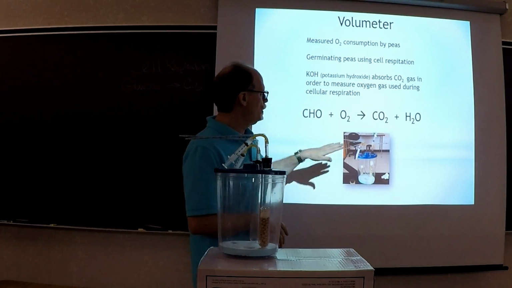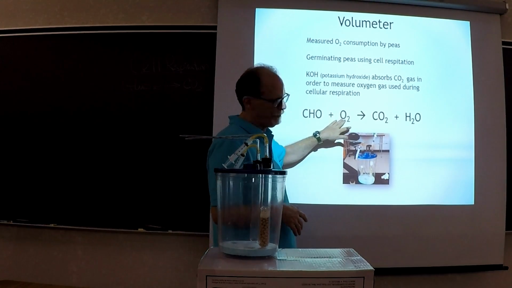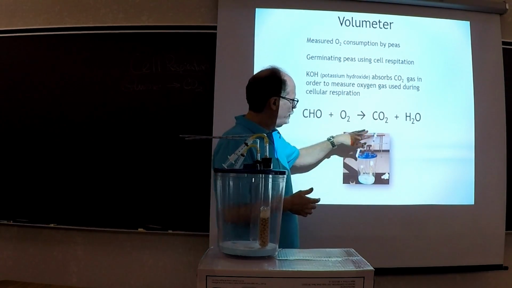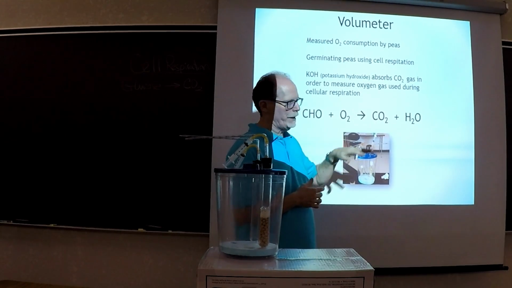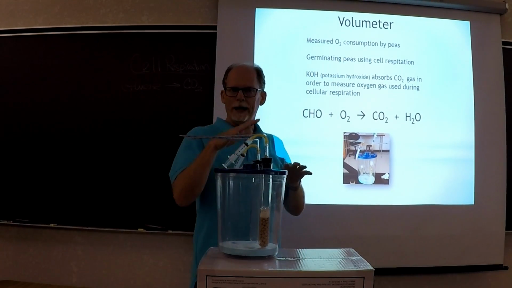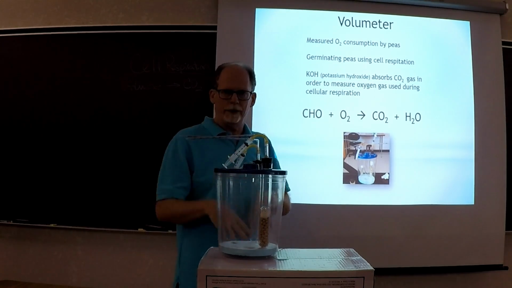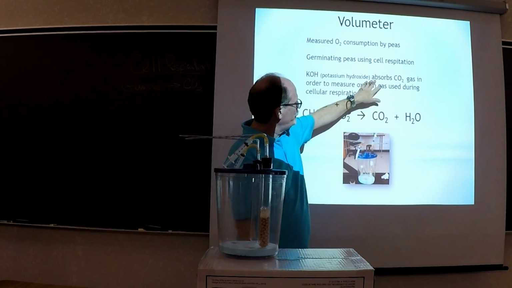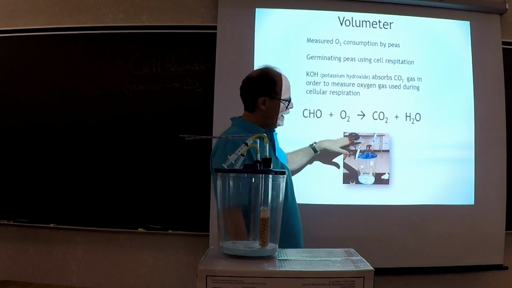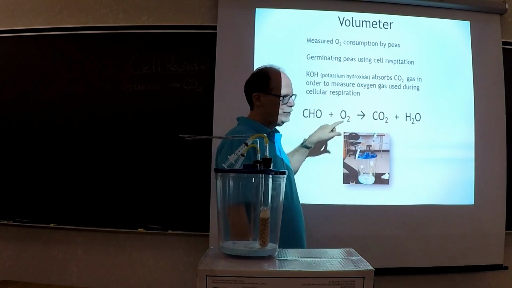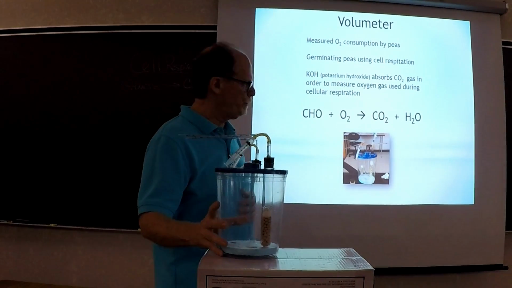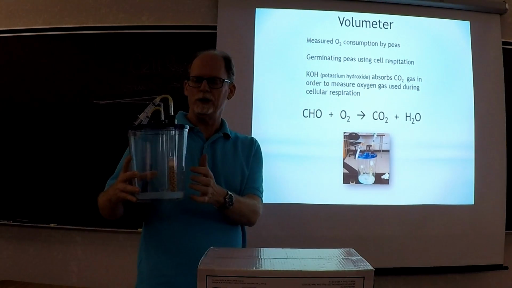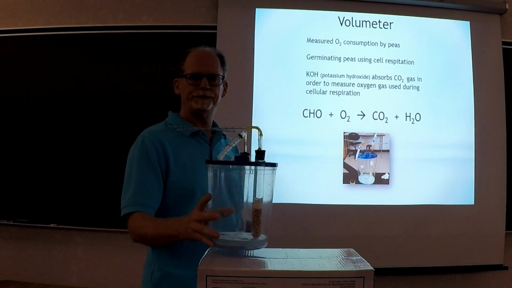If we want to measure the volume of oxygen that's consumed or used up, you won't be able to if the CO2 is being made, because they'll balance one another out. But if you can absorb the CO2 as it's produced and the volume changes, then it's due to the oxygen that's being consumed. It's being used by the germinating peas.